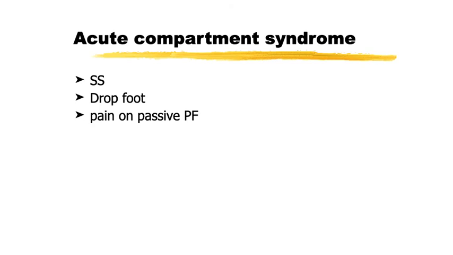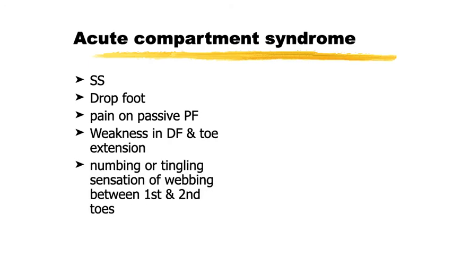Pain on passive stretching with plantar flexion. Weakness with dorsiflexion and toe extension. They may have numbing and tingling of the webbing between their first and second toes, the big toe and the second toe, because that's where those nerves are going. That's where they're sending the signal to, those toes.